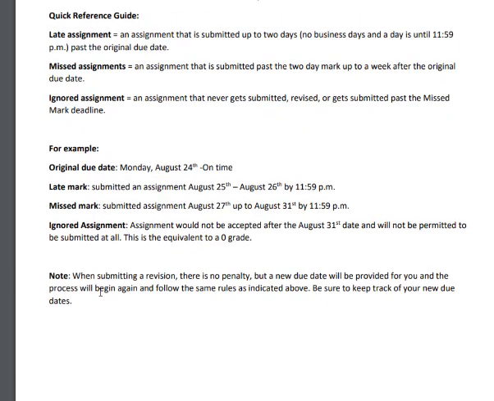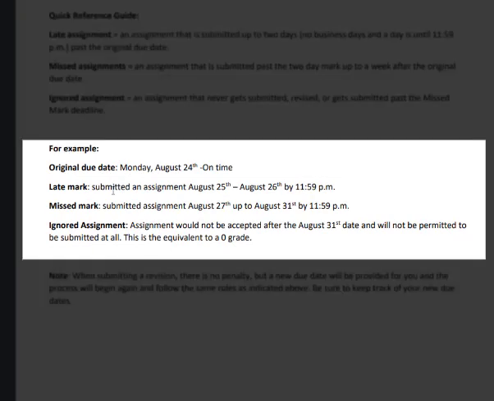So what you'll see here is an example of how that might look. Let's say you have the original due date of Monday, August 24th. If you turn it in past the 24th, it is now August 25th, which would mean you have from August 25th to August 26th by end of day to get the assignment in to be considered complete, but marked as late. For a missed mark, let's say it's past the 26th, so you will then have until the 27th through the 31st.